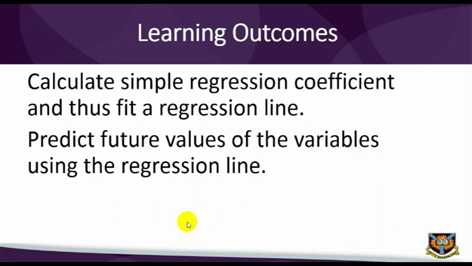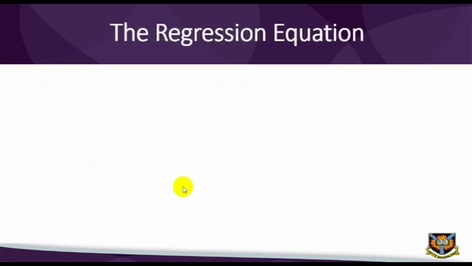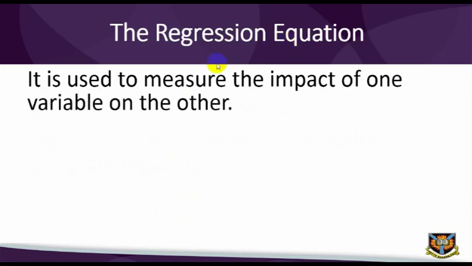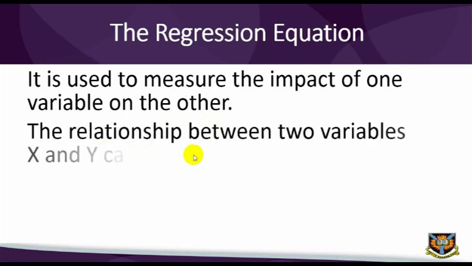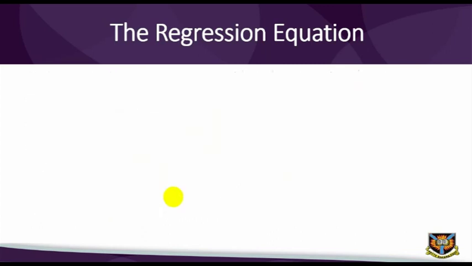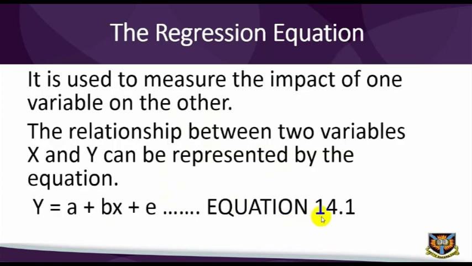Content. Section 1. The regression equation. The regression coefficient is used to measure the impact of one variable on the other. The relationship between two variables x and y can be represented by the equation y = a + bx + e, equation 14.1.